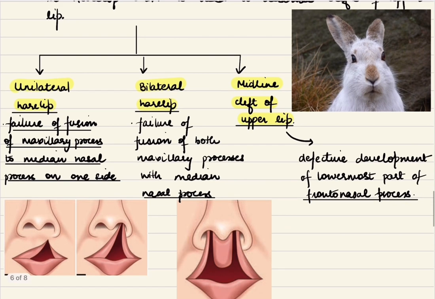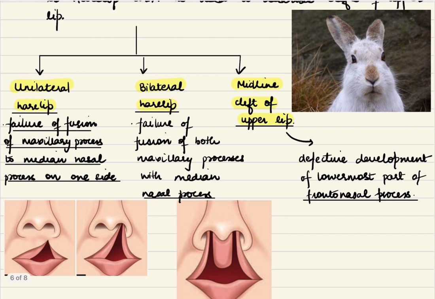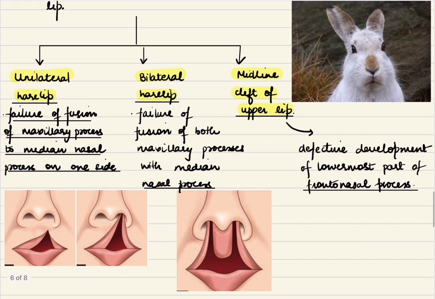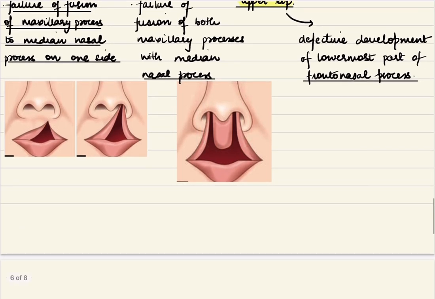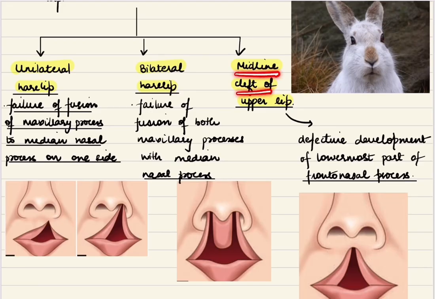Now, when the maxillary process is not able to fuse with the median nasal process on one side, it leads to a unilateral hare lip. And if it happens on both the sides, it leads to formation of a bilateral hare lip. And this midline cleft of the upper lip is found when there is defective development of the lowermost part of the frontonasal process. This is the midline cleft of the upper lip.